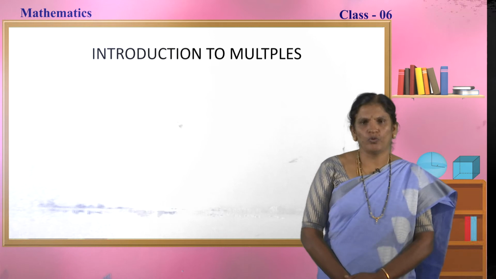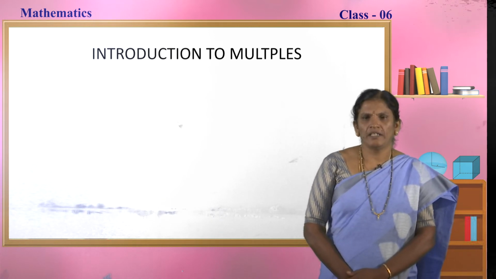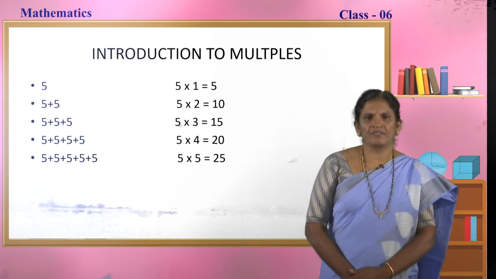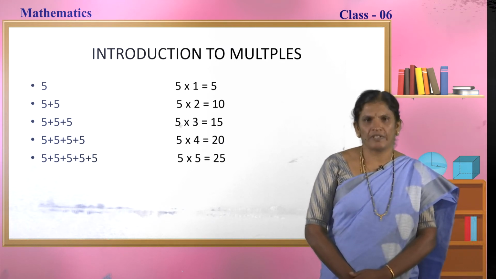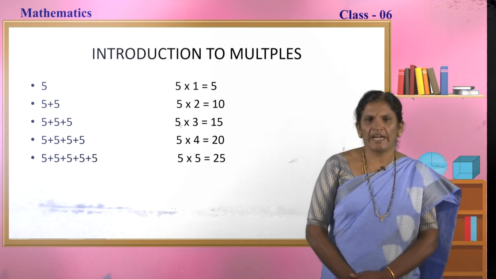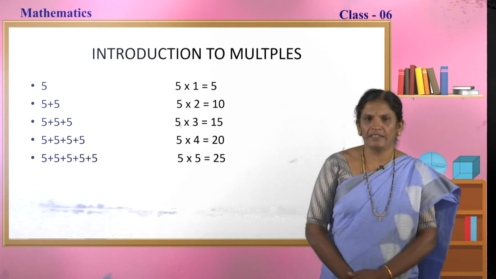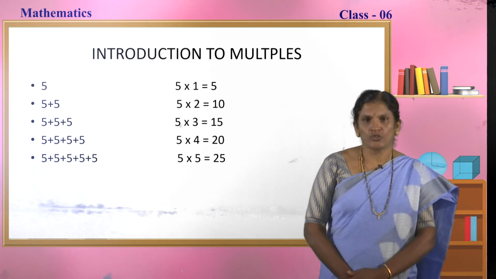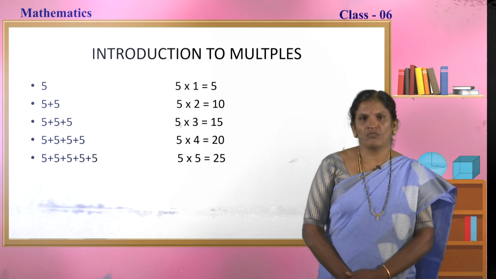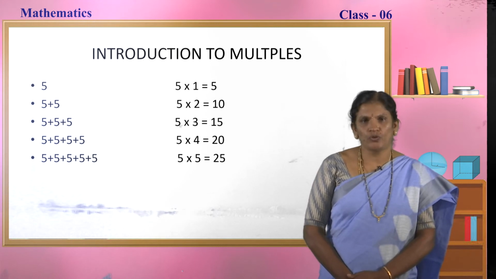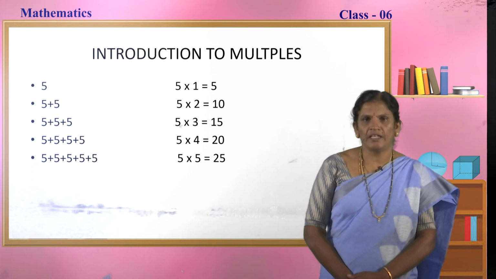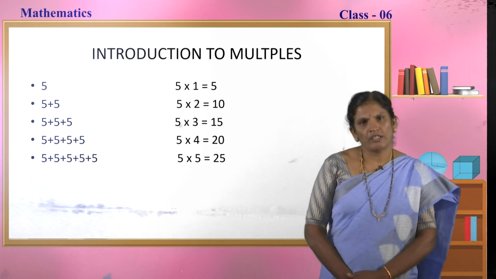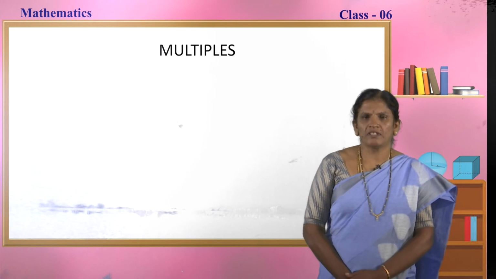Now move to introduction of multiples, children. Here see, you might have seen on the left side 5, 5 plus 5, 5 plus 5 plus 5, 5 plus 5 plus 5 plus 5. If we keep on adding like this, it will become lengthy. It is difficult to add. So we can multiply like this: 5 into 1 is 5, 5 into 2 is 10, 5 into 3 is 15, 5 into 4 is 20, 5 into 5 is 25 and so on. Now, tell me children, what is multiple?